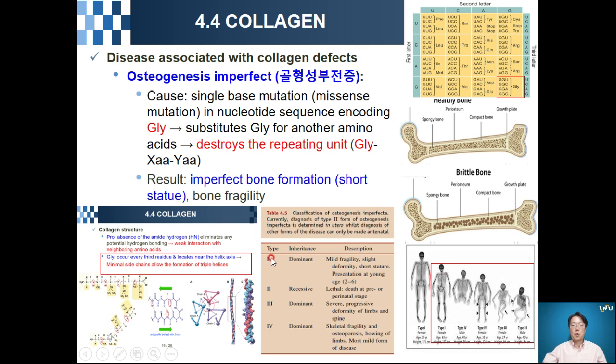There are several types of osteogenesis imperfecta: type 1, type 2, type 3, type 4. Nearly all of these types show short stature like this, okay? And also this is the bone structure. This is a healthy person's bone structure. But in a patient with osteogenesis imperfecta, you will see that they have a lot of blank spaces in the bone. So it will make brittle bone. It means that the bone is fragile very easily.